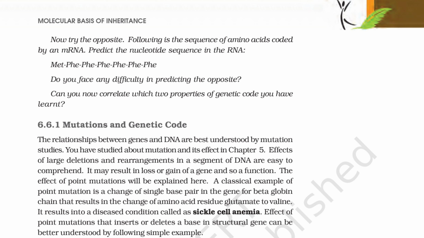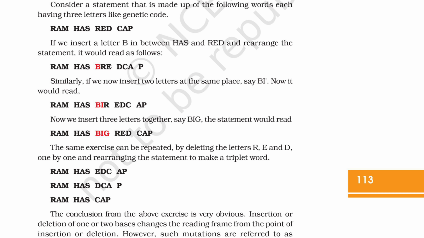A classical example of point mutation is a change of a single base pair in the gene for beta-globin chain that results in the change of amino acid residue glutamate to valine. It results in a diseased condition called sickle cell anemia. The effect of point mutations that insert or delete a base in a structural gene can be better understood by the following simple example. Consider a statement that is made up of words, each having 3 letters like genetic code.